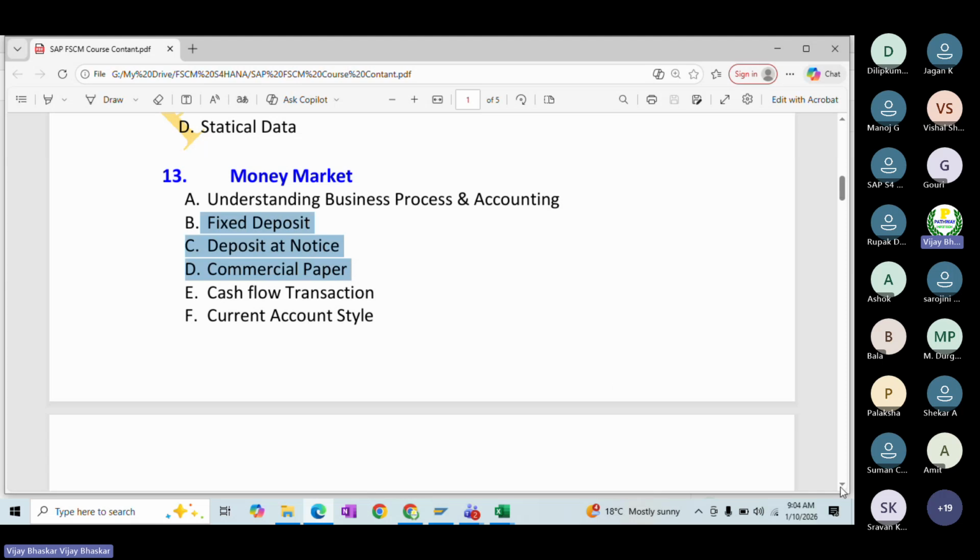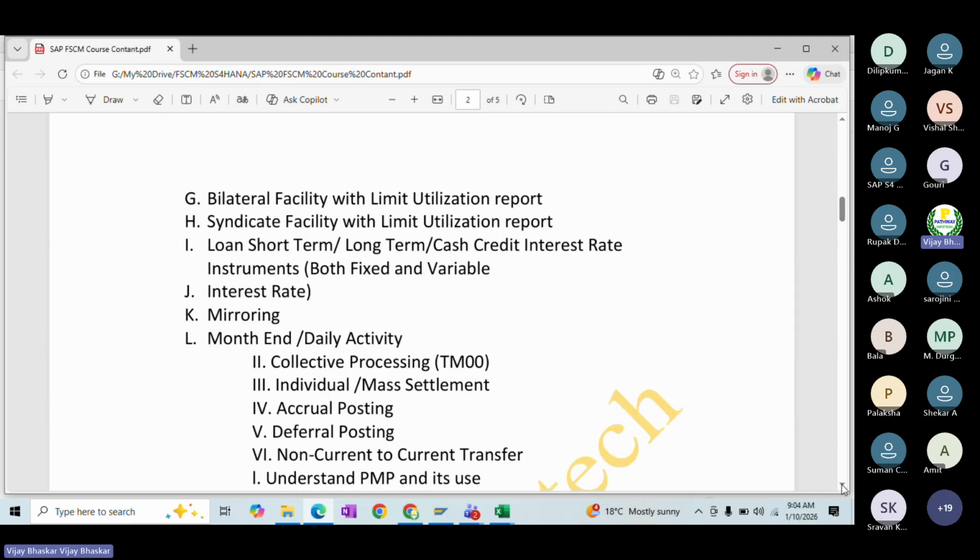But we must learn the other instruments, so that each and every step I will do the configuration in front of you. I will execute the scenario also. Facility, yes, it is mandatory. We must learn the facility, how the bilateral facility is going to work, how the syndicated facility is going to work. And the short-term loans, long-term loans also, we can see that. And interest rate instruments will be part of it. Then mirroring also, we can see.